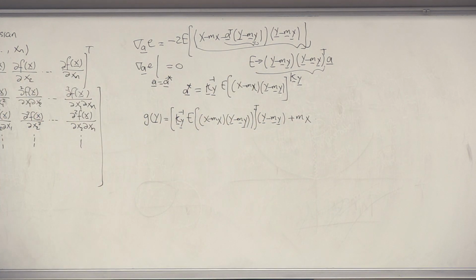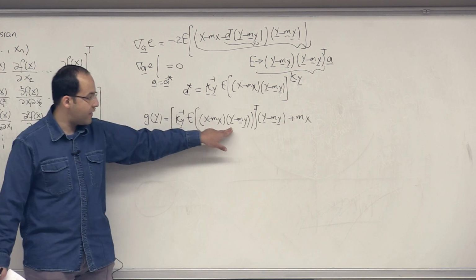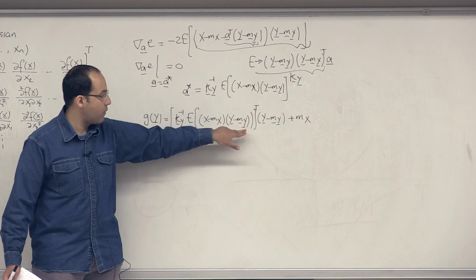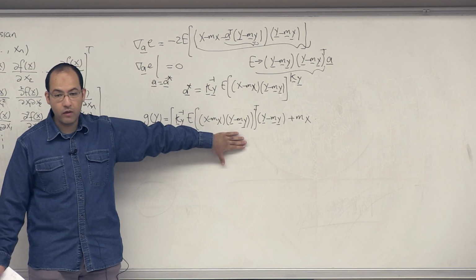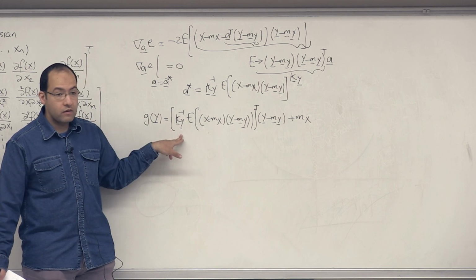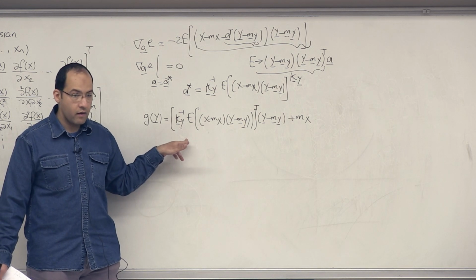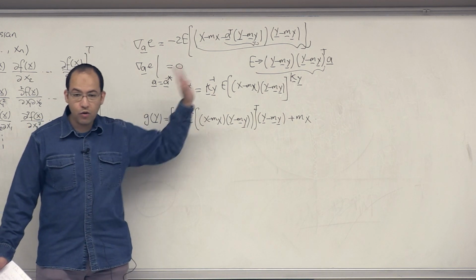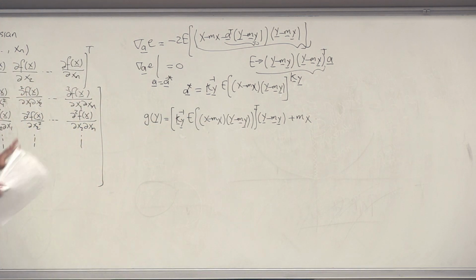Don't get overwhelmed by the many terms and think it looks too complicated. If y minus my were a scalar, this expectation of x minus mx, y minus my would have been what? Covariance, right? And this would have been what? Variance, so 1 over variance, right? So when you substitute the terms, you end up with the exact same relation as the linear relation we had. So don't think there are too many terms. It's quite simple.